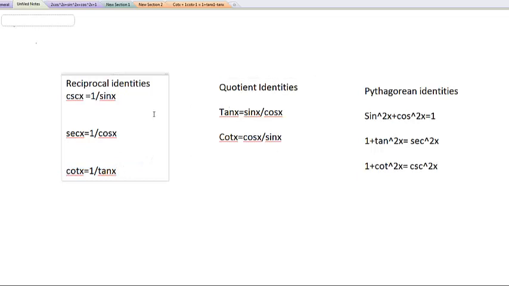The quotient identities are tangent x equals sine x over cosine x, and cotangent x equals cosine x over sine x. Pythagorean identities are sine squared x plus cosine squared x equals 1, 1 plus tangent squared x equals secant squared x, and 1 plus cotangent squared x equals cosecant squared x.